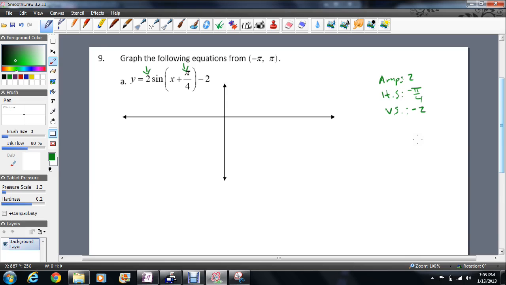Okay, so on our graph it tells us to go from negative pi to pi, so as long as we have at least that amount, we can go a little bit further if we need to in the left or right direction, but the problem wants us to graph at least that amount. So what I'm going to do first is shift my graph to the left, pi over 4. I want to put a tick mark where I think that would be.